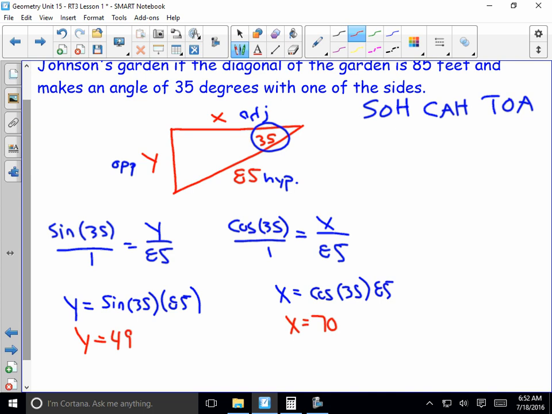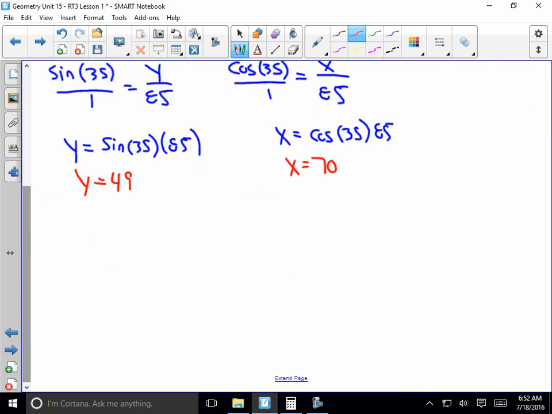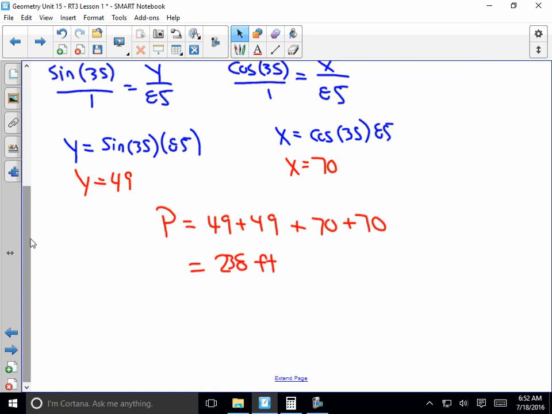Now, if I want to find my perimeter, and this is where you have to be careful, always pay close attention to the final value you're trying to get. Is it just a side length, or is it another measurement? So perimeter, 49 plus 49, or 98, plus 70 plus 70 for the rectangular garden. So we have 98 plus 140 equals 238. So we have 238 feet for the perimeter of this garden.